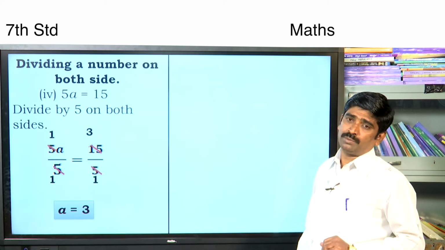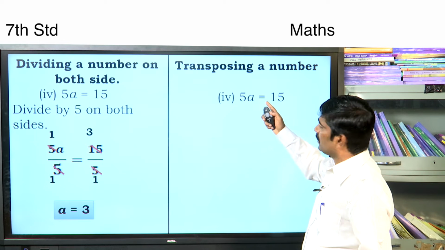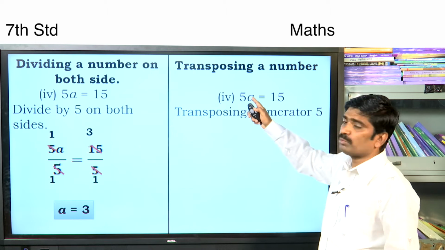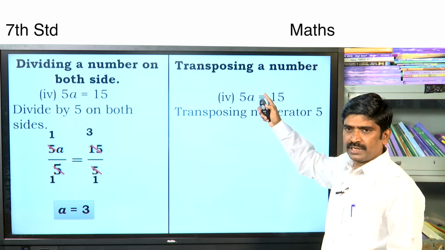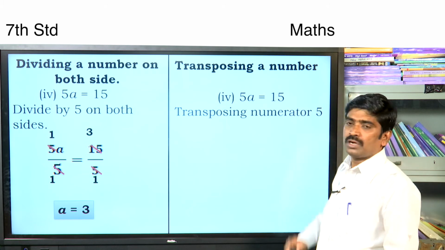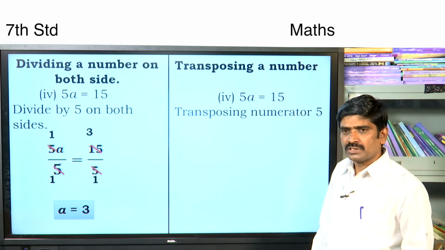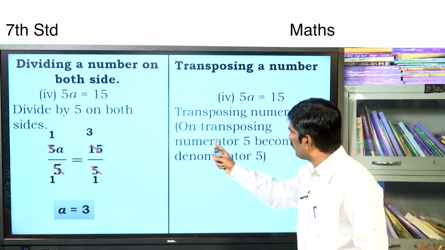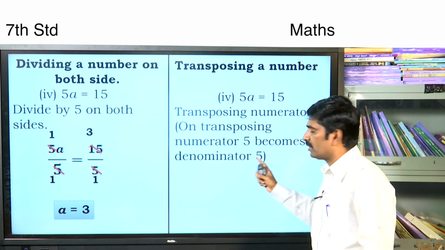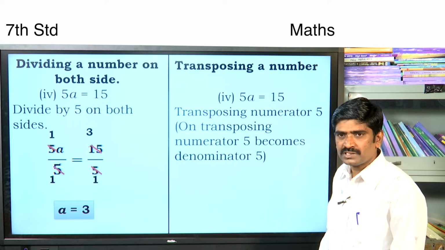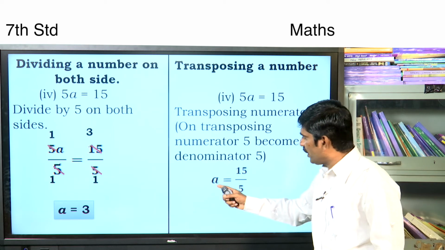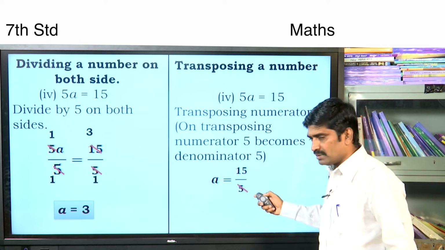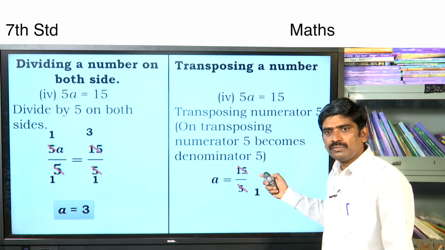And transposing a number, then 5a is equal to 15. Here, transposing the numerator 5, it is numerator here, into a means numerator. That numerator goes to RHS. What does it convert to? It converts to denominator or division. Then on transposing, numerator 5 becomes denominator 5. Then what happens? That is a is equal to 15 divided by 5. Very good. Then 5 ones are 5, 5 threes are 15.